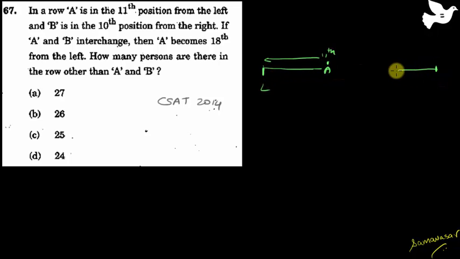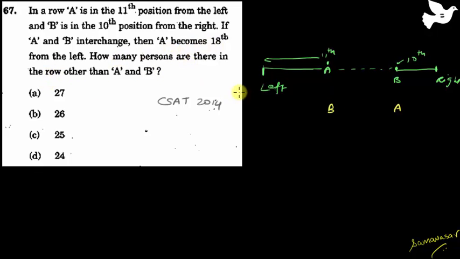So this is my right and this is the 10th position. This is my B. This is the 10th position, and there's something in between. This is the right, this is the left. Now it says A and B interchange. So then in this case this becomes B here and this becomes A.